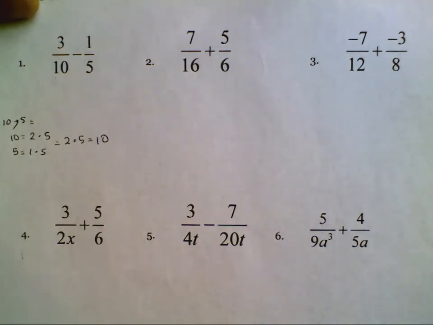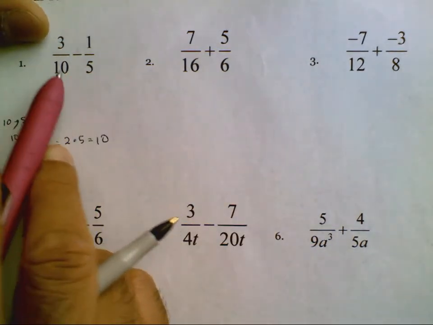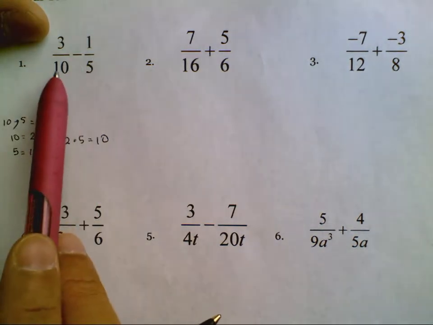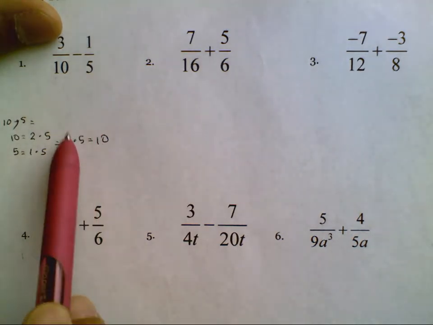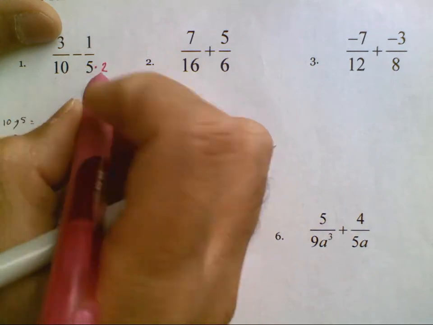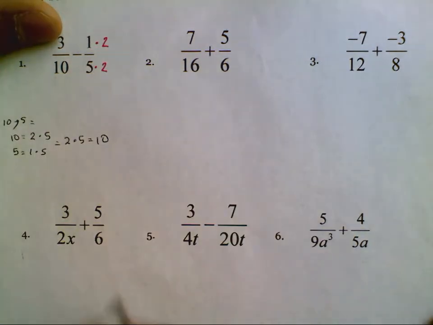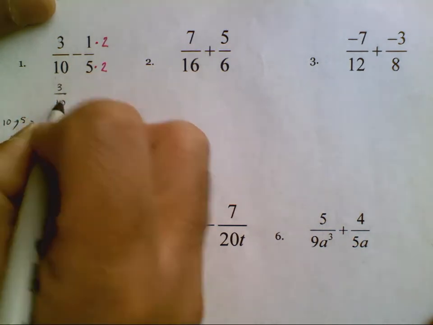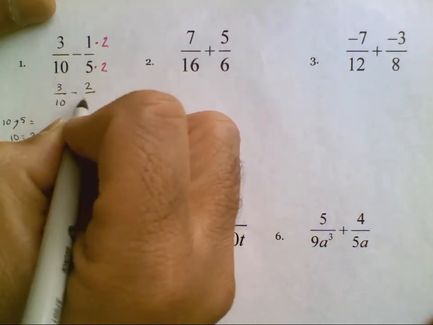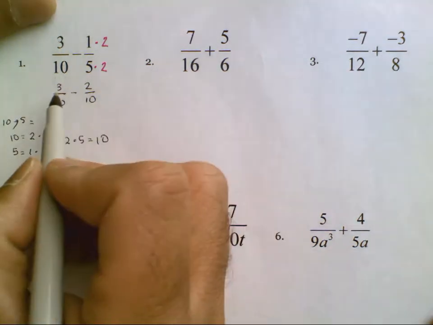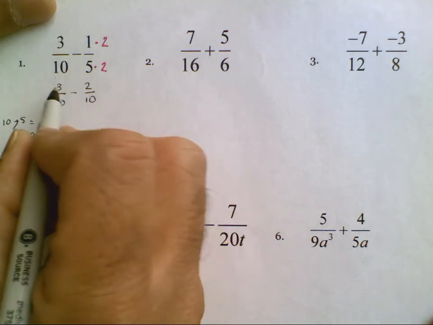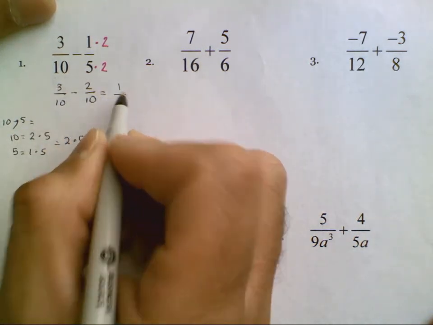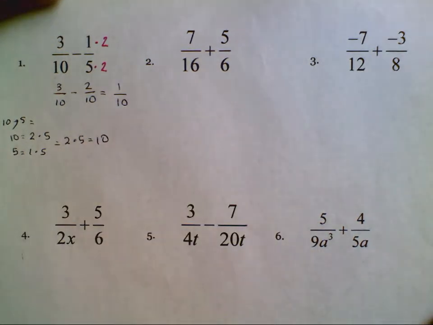So in this case, remember, the next step: 10 is here, so you don't have to modify the denominator of this fraction. But in this fraction, the number you need to multiply 5 by to become 10 is 2. So times 2, times 2. Then we're going to have 3 over 10 minus 2 over 10. Then you simplify. You subtract the numerators, and the denominator stays the same. So I have 3 minus 2 is 1 over 10. And that will be my solution for this problem.